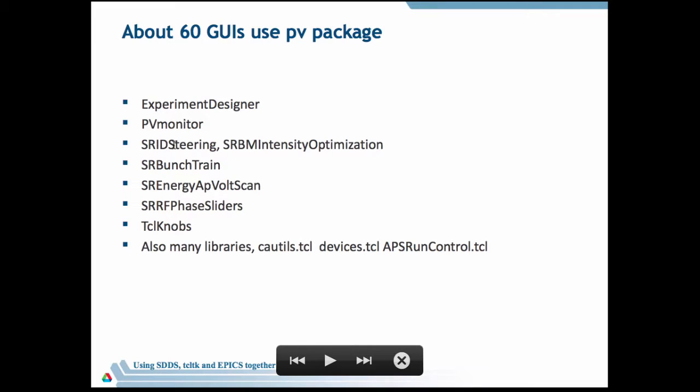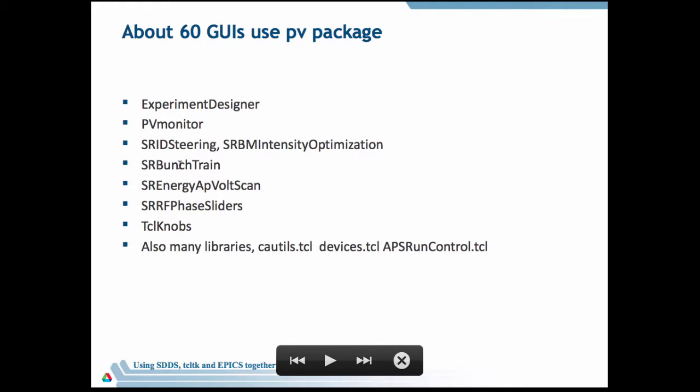We have steering software. This is changing the correctors around in a straight section so that the beam orbit is moved to where the user wants it. And we also have an optimization where the correctors near a straight section are changed until an intensity detector in a beamline is maximized.